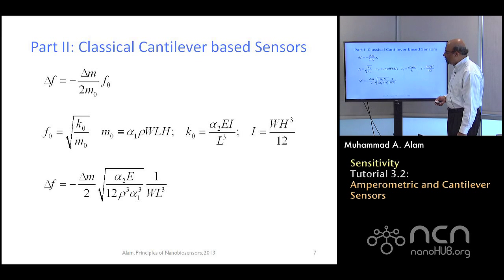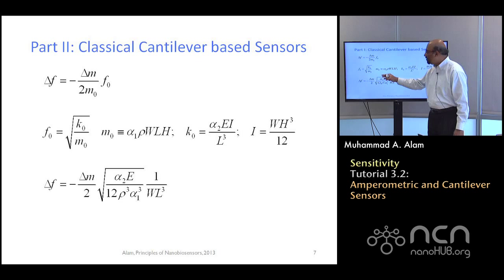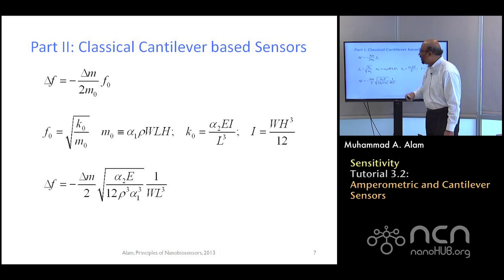Now, if you calculate the whole thing, you put in this value of M naught, and correspondingly for F naught, you will have to take this value of K naught from here and put it in there, and then you'll get some formula, which is good.